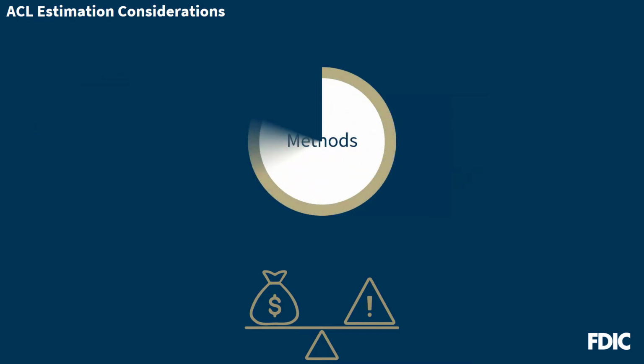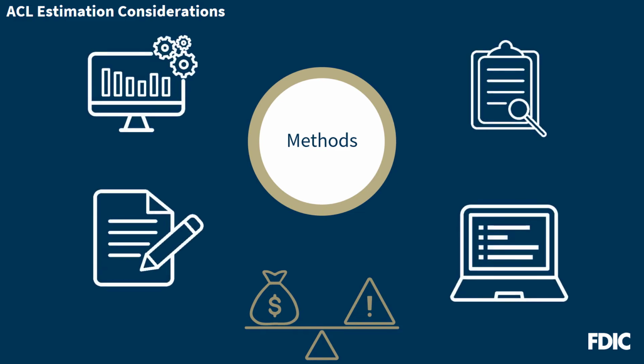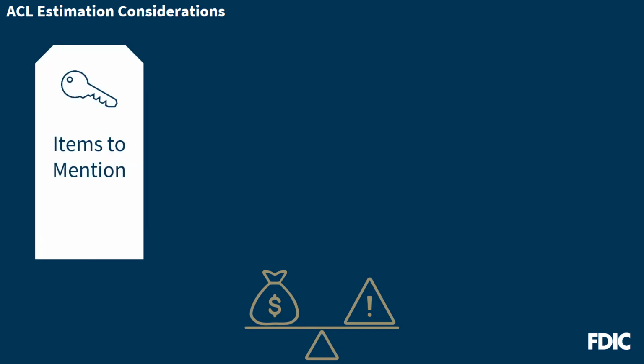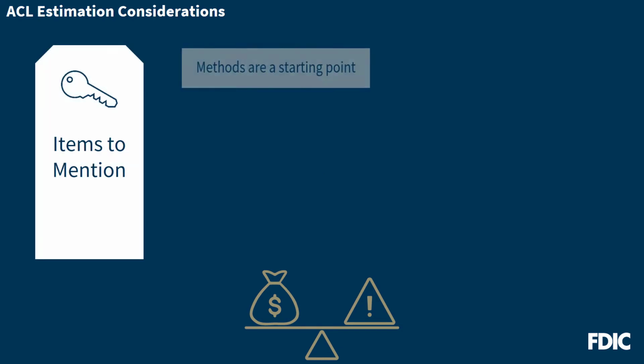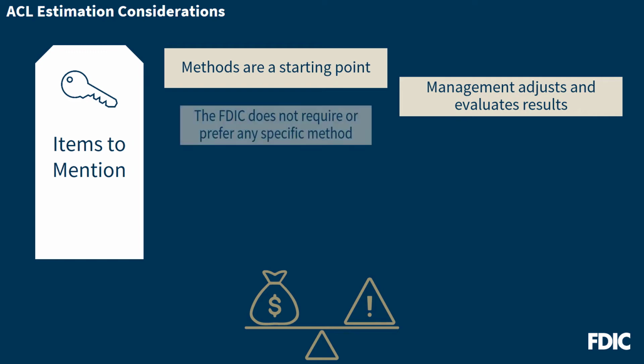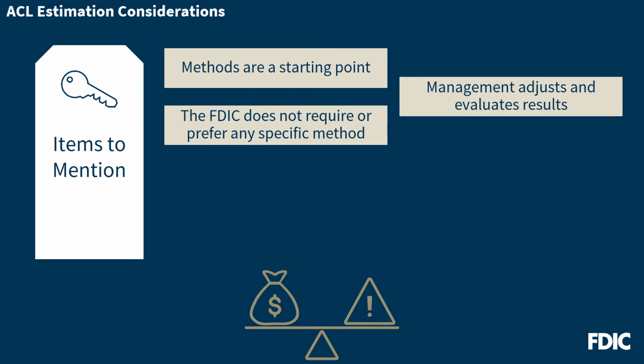There are several methods available for bank management to use for estimating ACLs under the CECL methodology. We're not going to cover any particular methods in detail in this video, but there are key items that we want to mention regarding any method that is used. First of all, any method used is a starting point. Bank management will need to make necessary qualitative factor adjustments and evaluate the overall result to determine the final ACLs. Further, the FDIC does not require or prefer that banks use any specific methods.